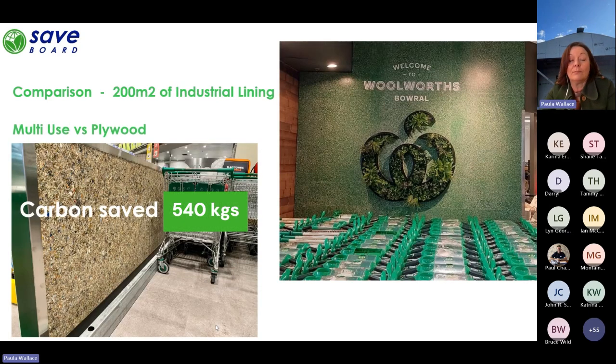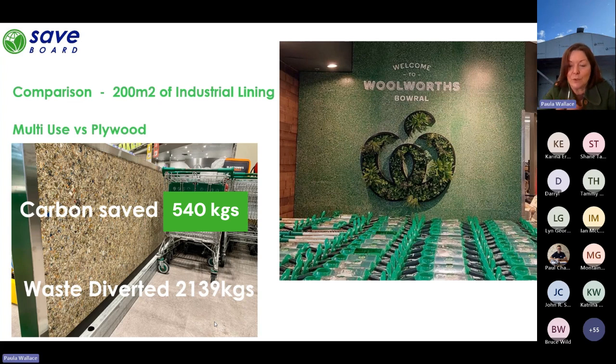Another example based on a commercial space, the application here is 200 metres square of product and it is used as an industrial wall lining. And we're looking at using multi-use versus plywood. The waste diverted, which is an awesome fun fact, 2,139 kilos would be diverted from a New Zealand landfill if you were using 200 square metres worth of multi-use.